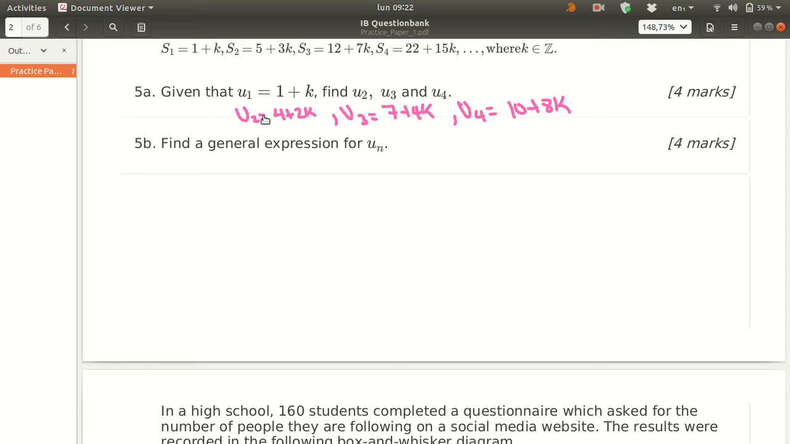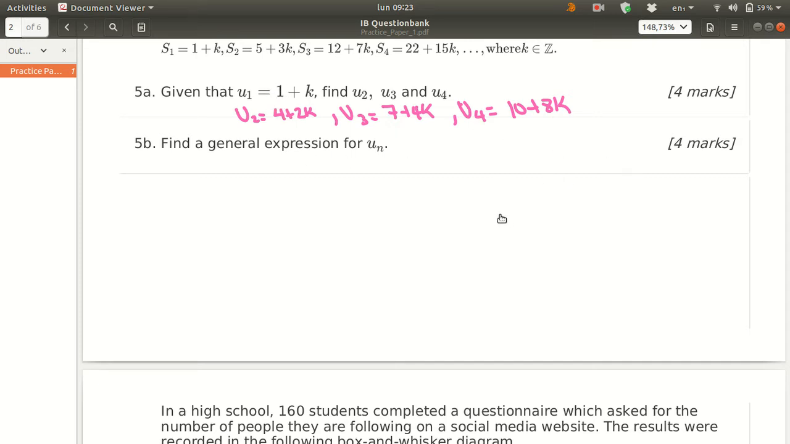U_n, okay? So U1 is 1 plus K, U2 is 4 plus 2K, U3 is 7 plus 4K, and U4 is 10 plus 8K. So this is a tricky question because these terms are both arithmetic and geometric. You got to think of them in two parts. So one part is the number, the constant number, okay?